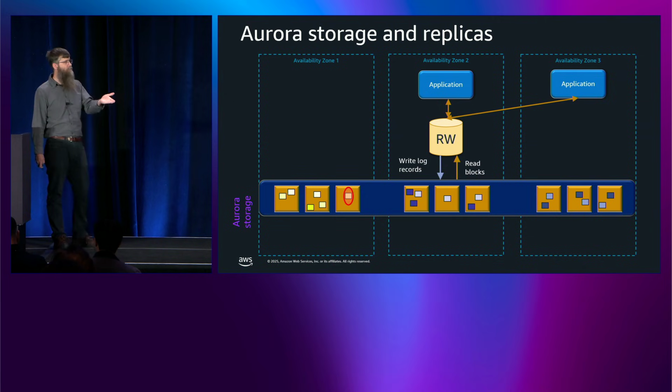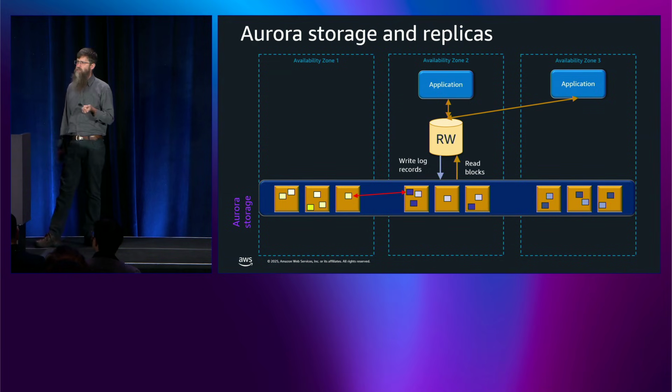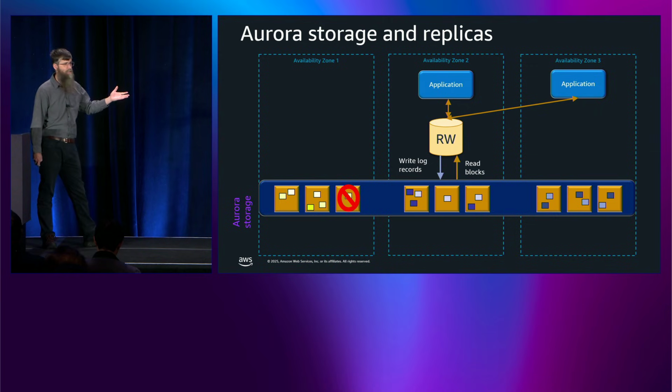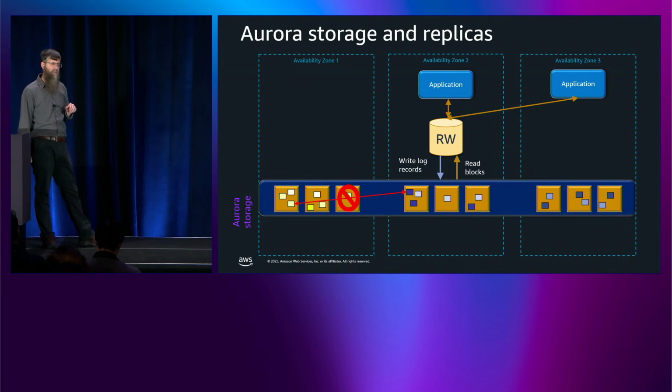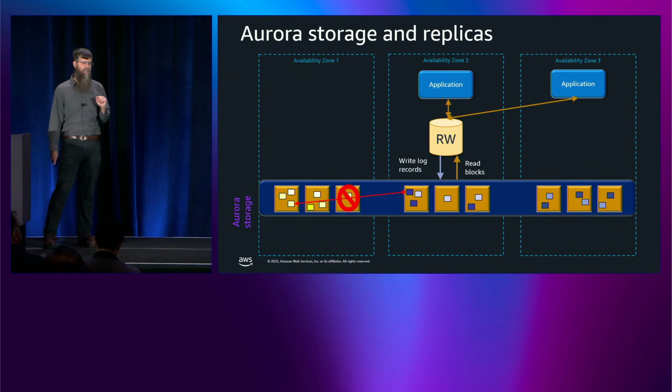Right? What happens if one of those pieces of log record maybe gets broken or gets missed? Well, we'll just peer-to-peer repair it from another storage node in a different availability zone maybe. What happens if a whole storage node goes away? Well, again, we'll just peer-to-peer repair that from another one. So this is all happening under the covers, the database engine, and you don't even know that it's happening.